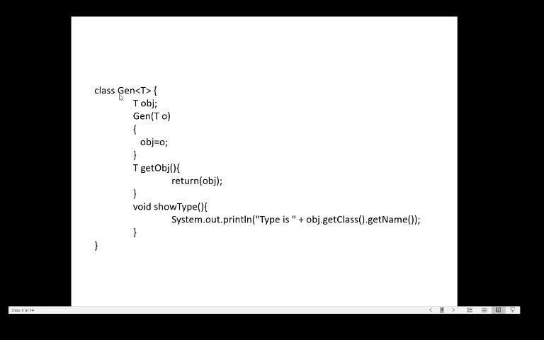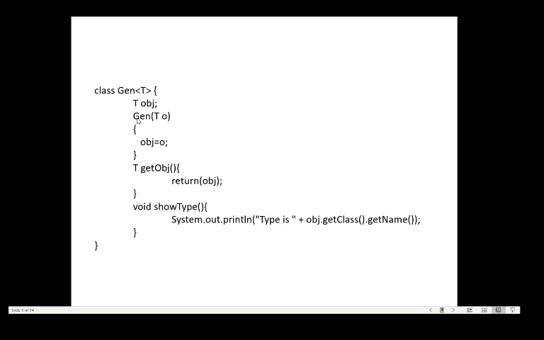I have a class here called Gen, and then I have given the parameter T within the less than and greater than symbols. Then inside the body of the class, I have one data member obj. Normally here we give the data type, but here we have given T. That is the parameter T that we are getting from here.